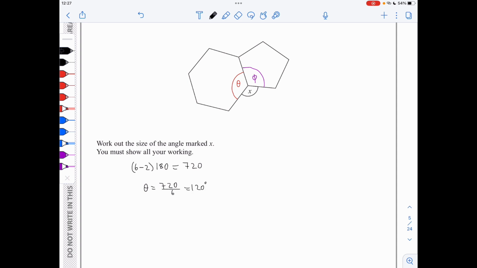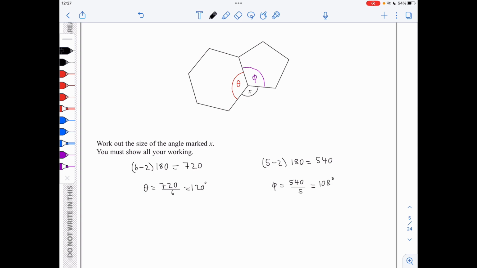Similarly for phi, it's the pentagon, so the sum of the interior angles will be 5 minus 2 times 180, which is equal to 3 times 180, which is 540, and therefore phi will be 540 divided by 5, which gives an answer of 108 degrees.